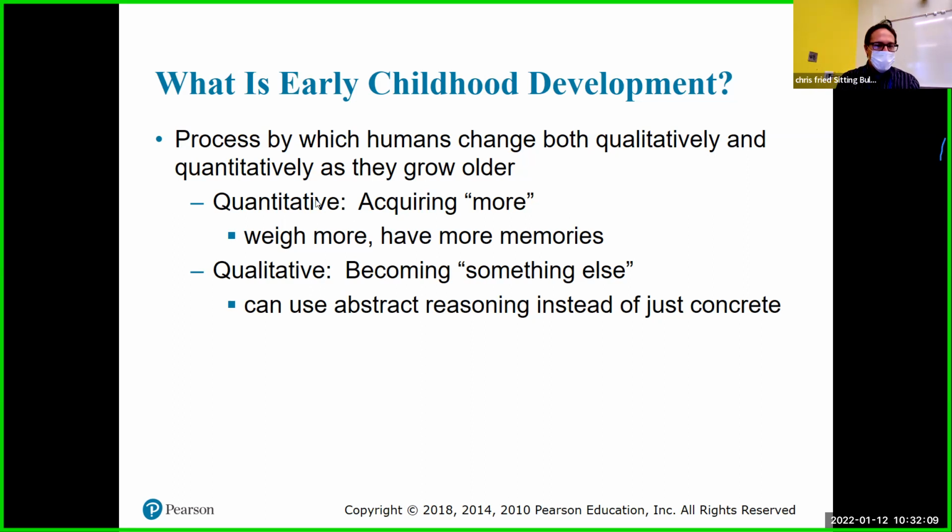Quantitative information in terms of human growth and development is about more things. How much does somebody weigh? How long is somebody? It's about the number of things. It could also be having more memories: I remember 5 things from when I was 3. If you can't, I can't, but if you can, that's great. I don't remember anything about when I was a young kid. So quantitative is about acquiring more.